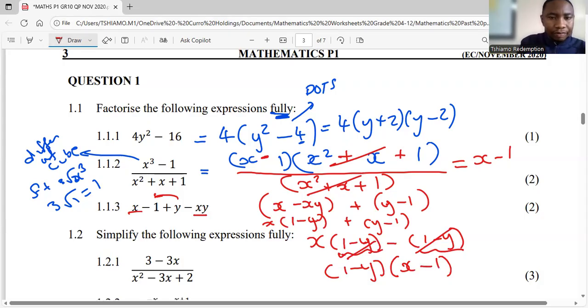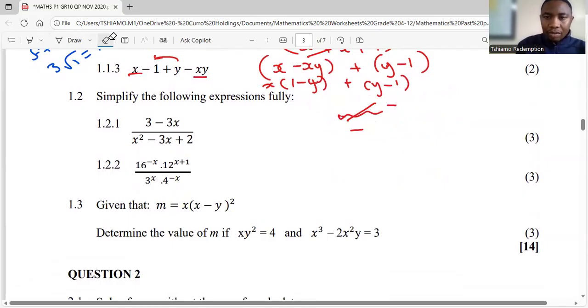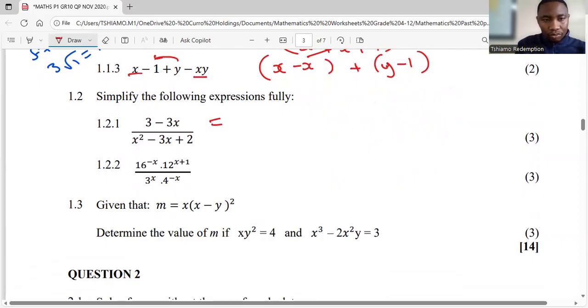Okay, moving along. Let's look at this one. Now, simplify. We are not factorizing or simplifying, but we can use factorizing principles when we're simplifying. So look at it now. Okay, here, what am I going to do? I'm going to simplify. I'm going to factorize. And the numerator, I'm going to take out a common factor.